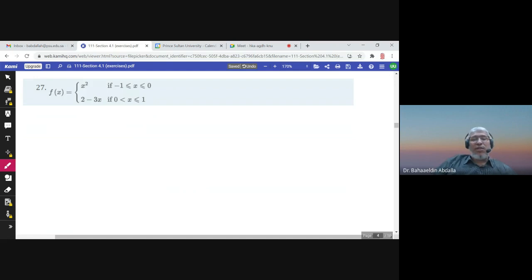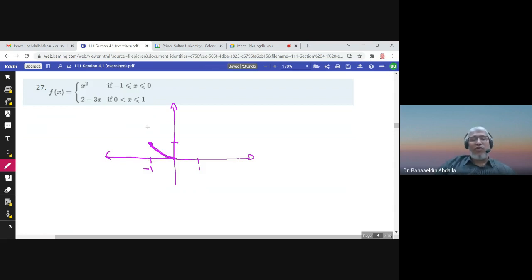And there are 3 numbers here, -1, 0, and 1. So we need only to graph between these three numbers. From -1 to 0, it's x squared. So at -1, x squared is 1, and it's closed because there is an equality here. At 0, x squared is 0. And we know that x squared is a curve. The graph is like this. So this is the graph here in this portion.